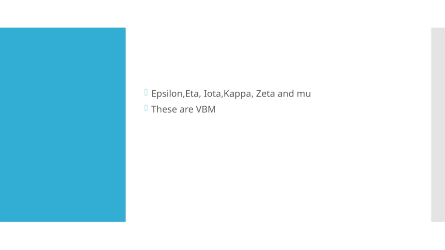Let's take a closer look at some of the key variables we're working with: epsilon, eta, iota, kappa, zeta, and mu. These are collectively known as VBM. Now, what does VBM stand for, and why are these particular variables important? Well, VBM often refers to a set of parameters or factors that we analyze to understand underlying patterns or behaviors in our data. Each of these variables has its own significance. For example, epsilon might represent a small but impactful effect size, while eta could relate to a specific rate or coefficient. Iota, kappa, zeta, and mu each contribute their unique insights, helping us build a comprehensive picture.